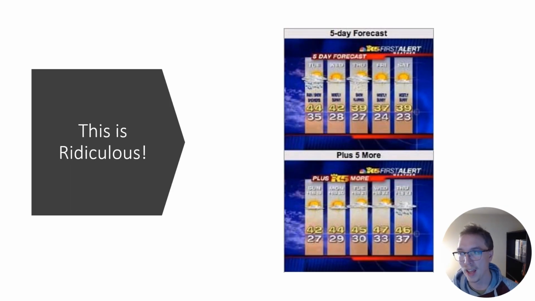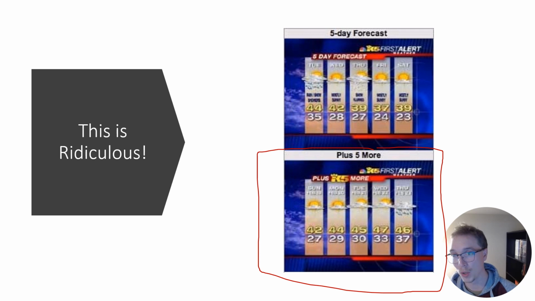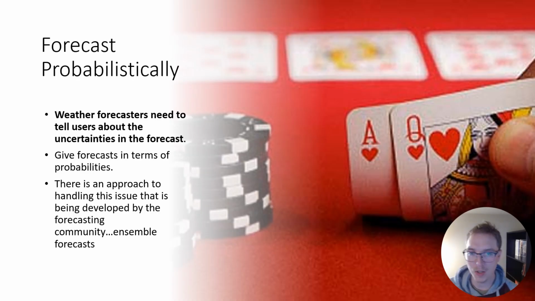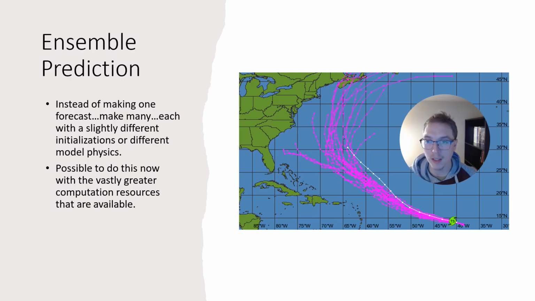We can look here at the 10-day, for example. It's hard to say that what we see down here is actually a realistic representation of what could be happening, just because we're not really there yet. We're getting there, but we're not there yet. So weather forecasters need to tell users about uncertainties within that forecast and give forecasts in terms of these probabilities. There's an approach to handling this issue that's being developed by the forecasting community, and we call that ensemble forecasts. Ensemble forecasts are basically, instead of just making a single forecast, you make a bunch of different forecasts with slightly different initializations or different models that use physics to predict the weather. It's possible to do this now, whereas it wasn't previously, because we have the processing capability and the computational resources.